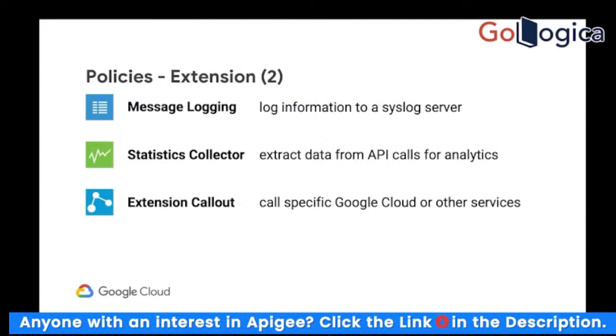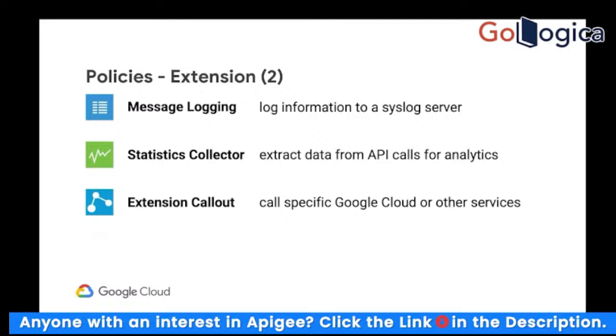Then we have the statistics collector policy. With this policy, if you want to put any custom data in analytics, you can. Analytics captures a lot of data anyway, so most of the time we don't really need it. However, due to business requirements, in case we have to manually add a few things from the request to analytics, then you can use the statistics collector policy. Then we have the extension callout. The extension callout will call some other Google Cloud or other services, so it will call those extensions.